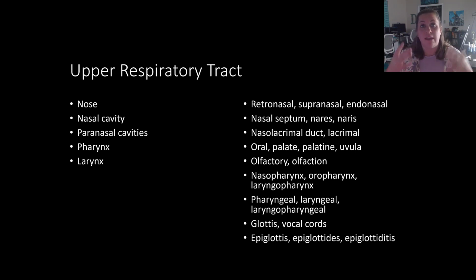You have three sections. You have the nasopharynx, which is up by the nose. It's where the nose connects to the throat.